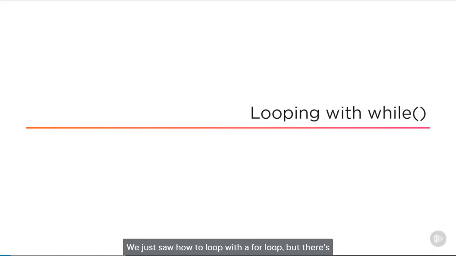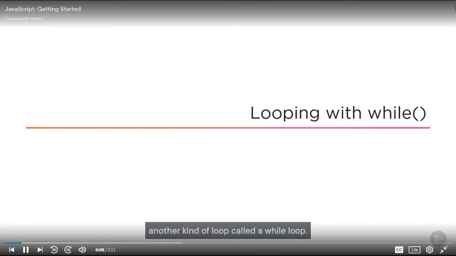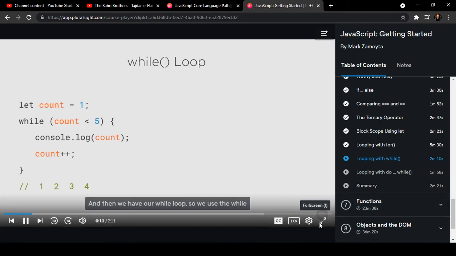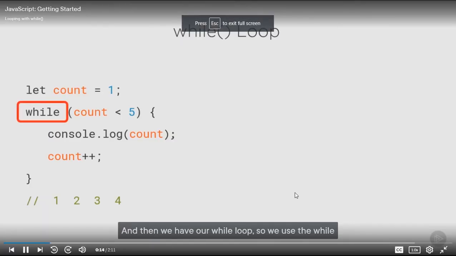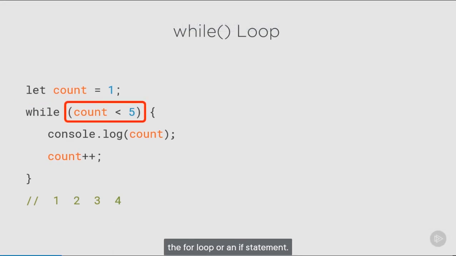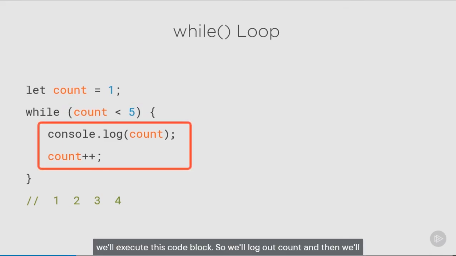We just saw how to loop with a for loop, but there's another kind of loop called a while loop. Let's take a look at this one. We'll declare a new variable count and we'll set it to 1. And then we have our while loop. So we use the while keyword and we specify a condition, just like we do with the for loop or an if statement. While count is less than 5, we'll execute this code block. So we'll log out count and then we'll increment count.